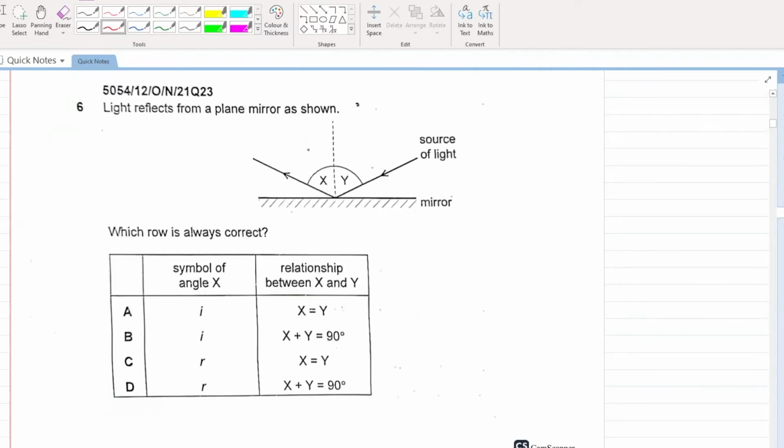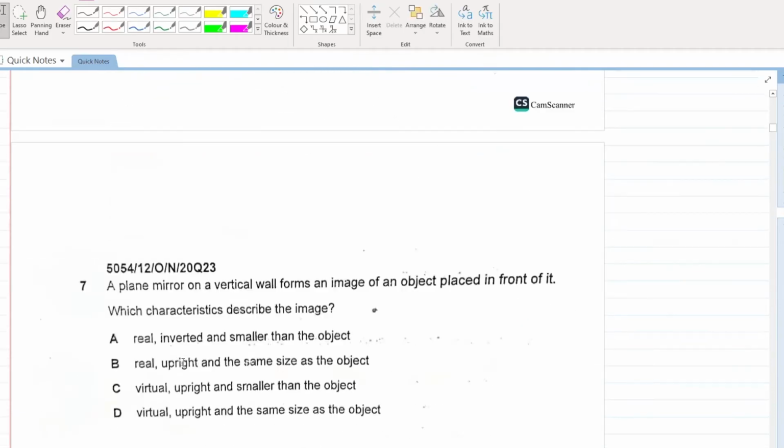Light reflects from a plane mirror as shown. Okay, light is incident from here. This will become your angle of incidence. This will become your angle of reflection. Which row is correct? Symbol for the angle x. So we know angle x is the angle of reflection. So it will be either C or D. A and B get cancelled out. And we also know x will be equal to y. C is your answer. Simple as that. Let's further move ahead.